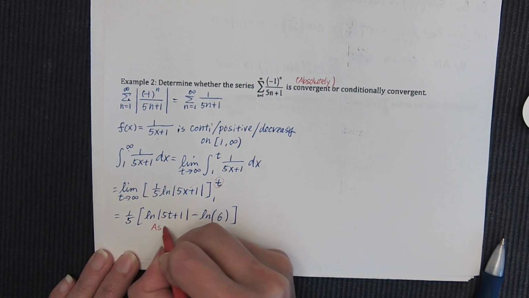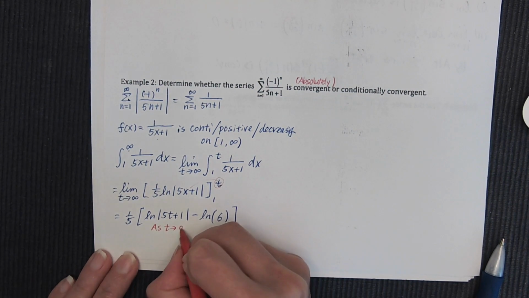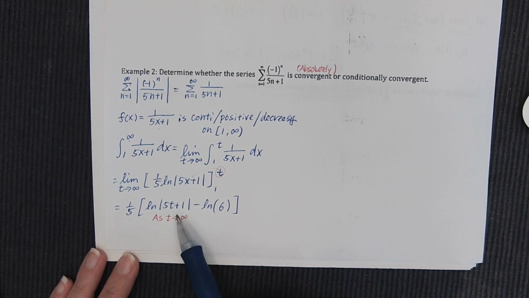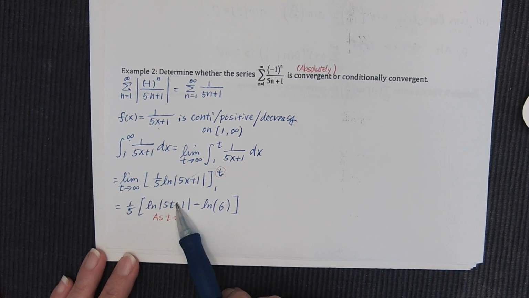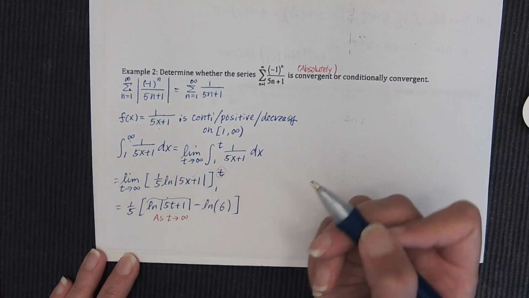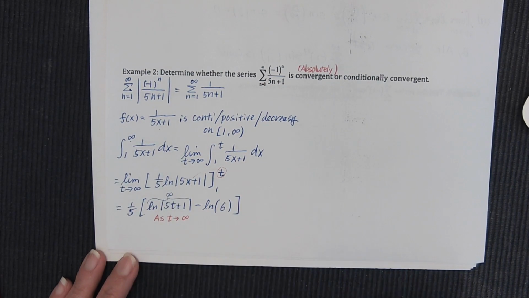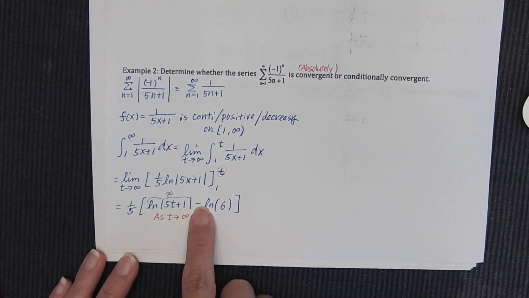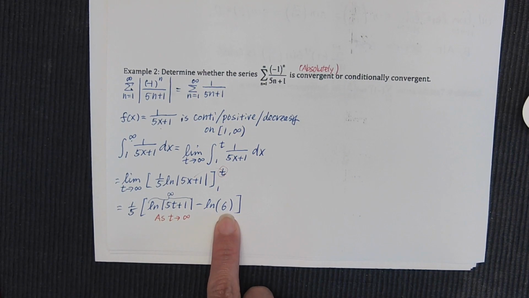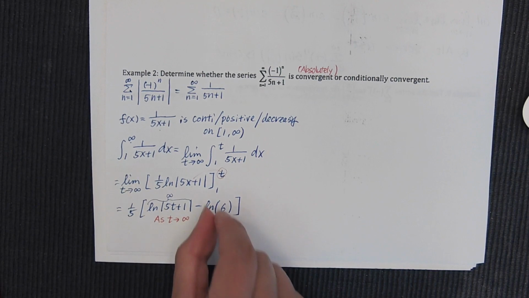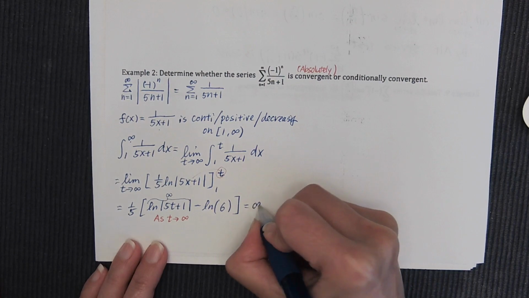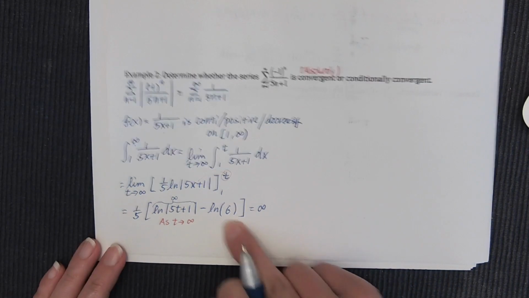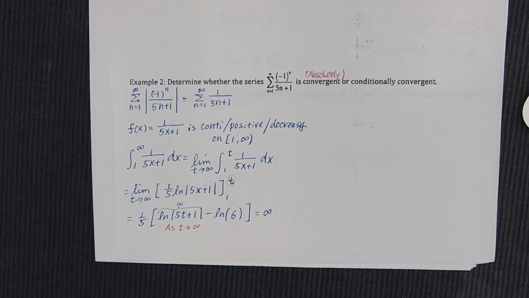So as t goes to infinity, what's really happening? As t gets bigger and bigger, what's happening to my limit? What's happening to the natural log here? It's infinity, right? It's getting bigger and bigger. So infinity minus natural log 6, a huge number minus a small number, is still infinity. It's not going to change it. So it's infinity.